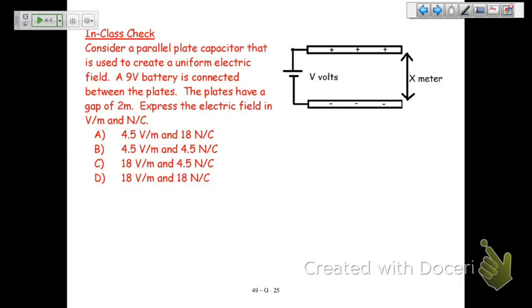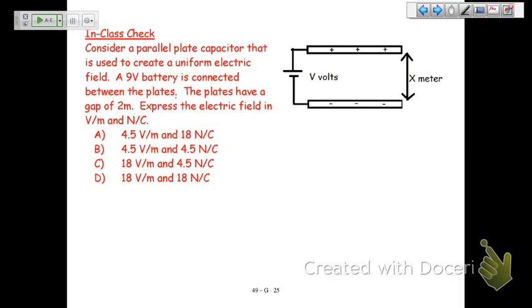Consider a parallel plate capacitor. That tells me it's a uniform field, which is what it's used to create. That's kind of nice. A 9-volt battery is connected between the plates. The plates have a gap of 2 meters. Express the electric field in volts per meter or newtons per coulomb.